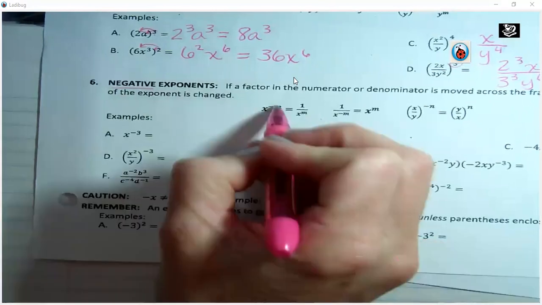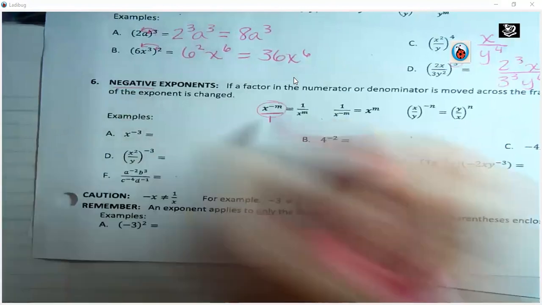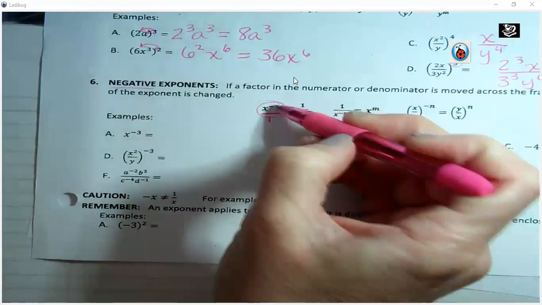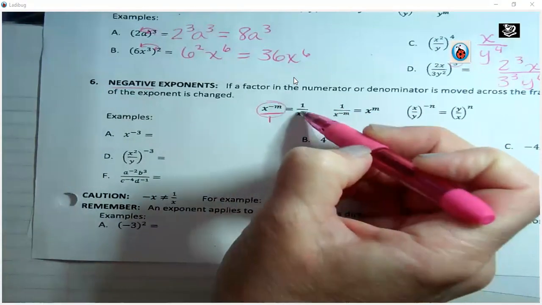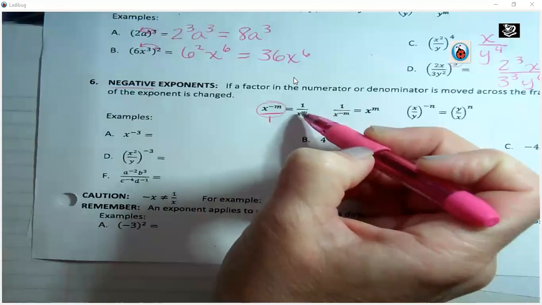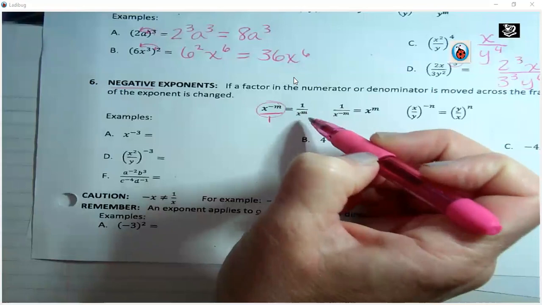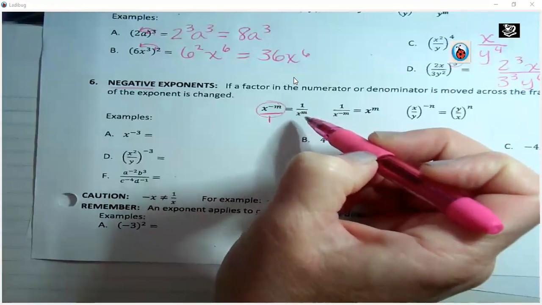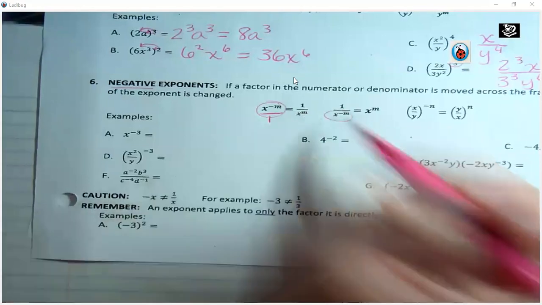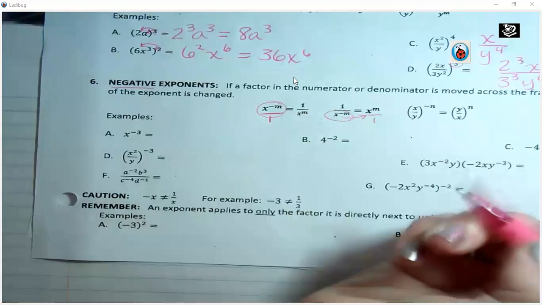So we have x to the negative m, which you could put a 1 underneath. So this is in the numerator, and it moves to the denominator. Notice when it moves, it becomes positive. That's the whole point of doing it. If you leave it a negative, you've done work for no purpose. So the whole point of moving it is to make it positive. Here it's in the denominator, and it moves to the numerator. Okay.